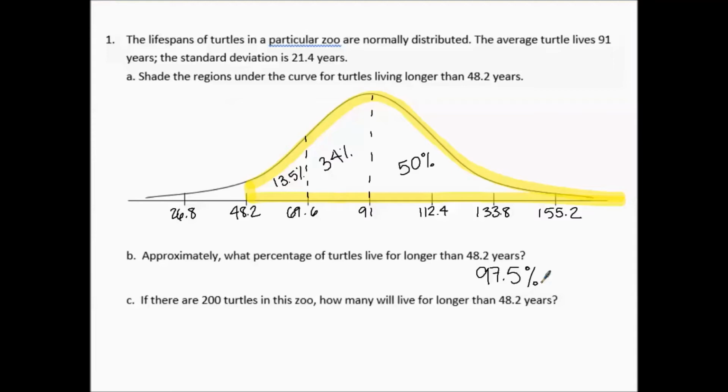Next, it asks, if there are 200 turtles in this zoo, how many will live for longer than 48.2 years? So to figure that out, we're going to use the percentage we found in part B. We're going to change that percentage to a decimal and multiply by the total number of turtles. And that gives us that approximately 195 of the 200 turtles should live for longer than 48.2 years.